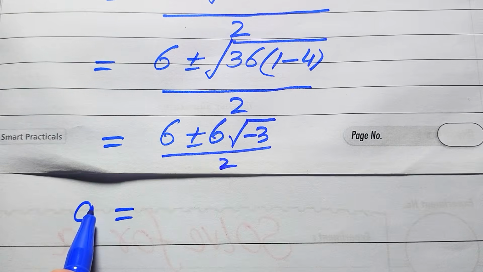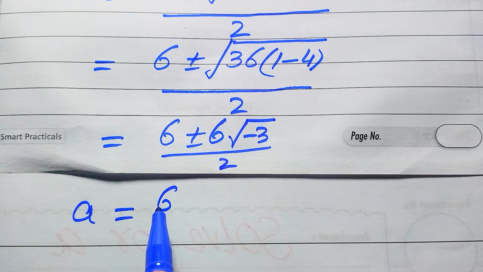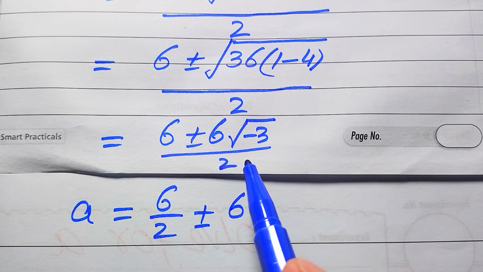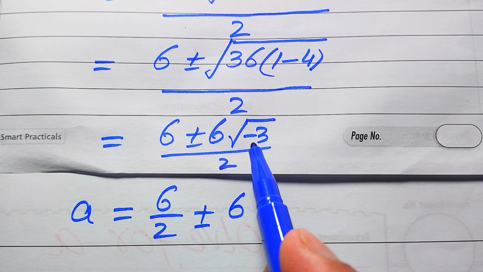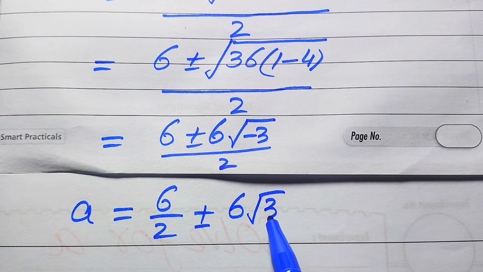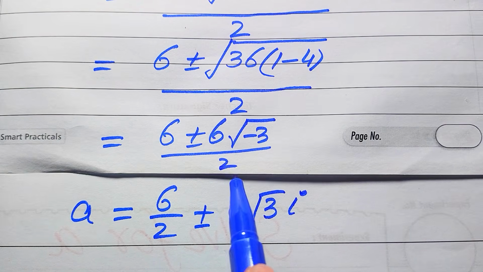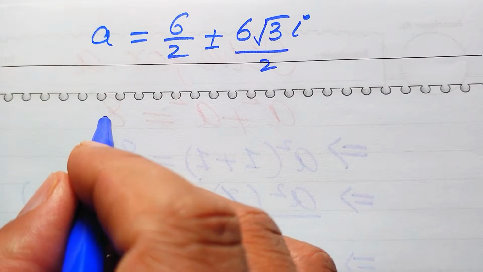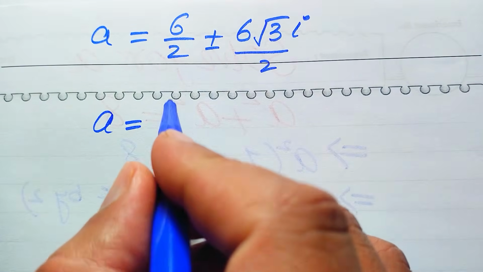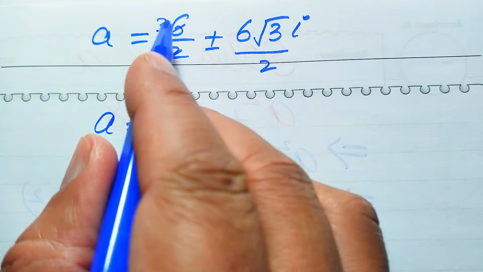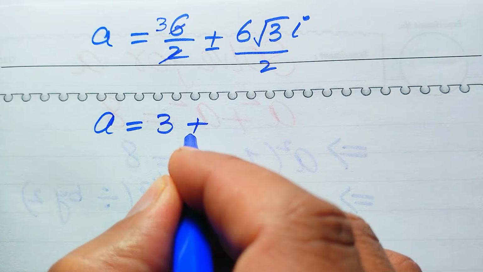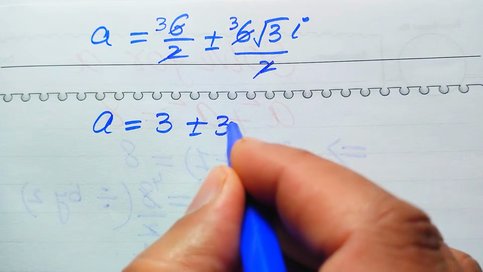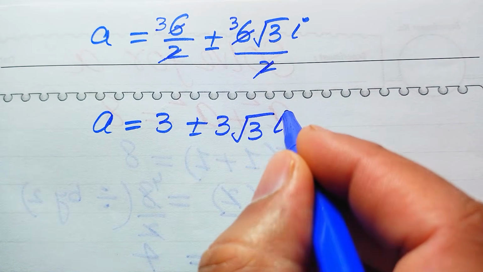So here we break this fraction and we write it as 6 divided by 2 plus minus, this is also 6 times. Here you see that the negative sign appears inside the square root, and it becomes iota, and we write this 2 separately here. And now in the next step we have a equals, this is 2 times 3 becomes 6, and we get here 3 plus minus, this is also 2 times 3 becomes 6, and we get 3 times the square root of 3 into iota.